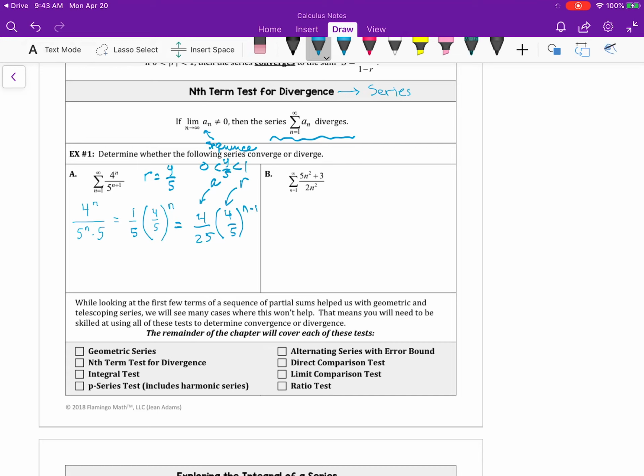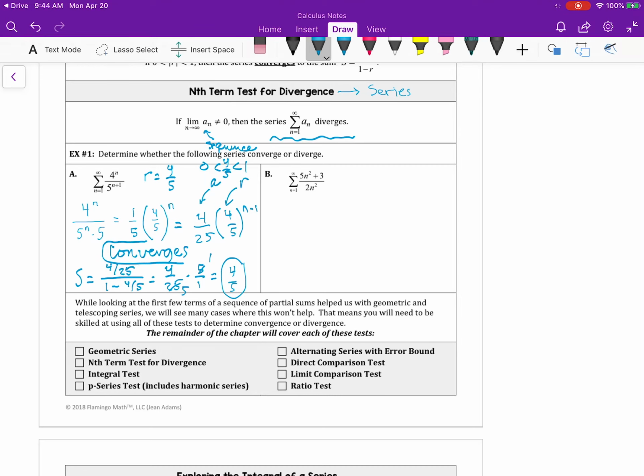All right, so now you can easily see that your r is 4/5, which is between 0 and 1. So therefore, this converges. It's a geometric series that converges, and its sum is going to be a, which is the first term, over 1 minus r.